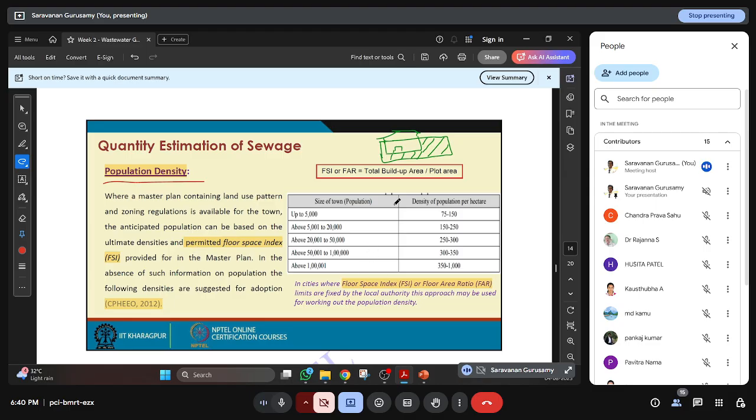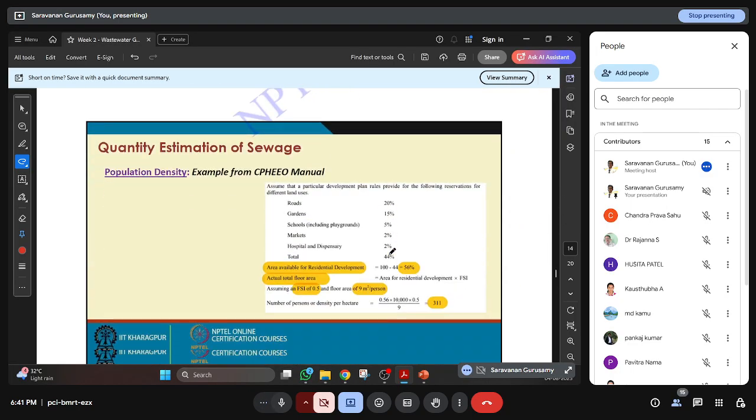How do we find the population density? We know the floor space index or floor area ratio, FAR or FSI, which is given in the CPHEEO manual of 2012. That is the permitted floor space index. If the population is up to 5,000, the density is 75 to 150 per hectare. If the population is 5,000 to 20,000, we can accommodate 150 to 250 per hectare. For cities like metro cities, with a population above 1 lakh, we can take 350 to 1,000 people per hectare. That is the population density, right?